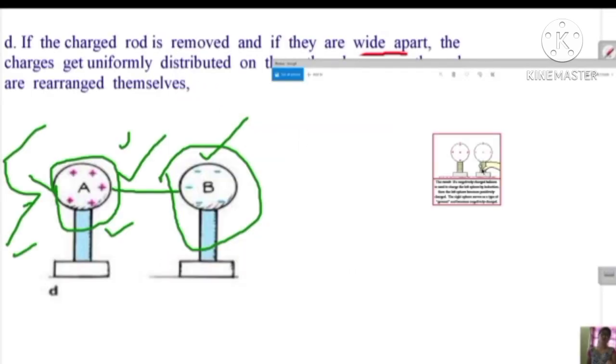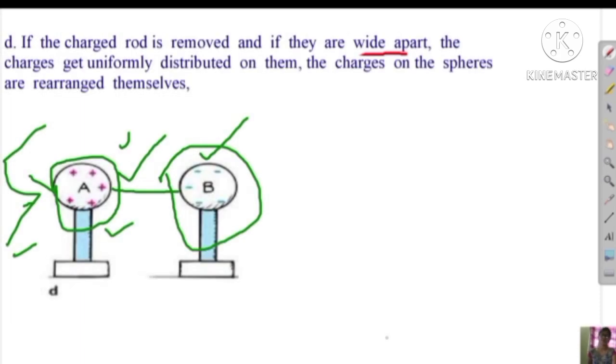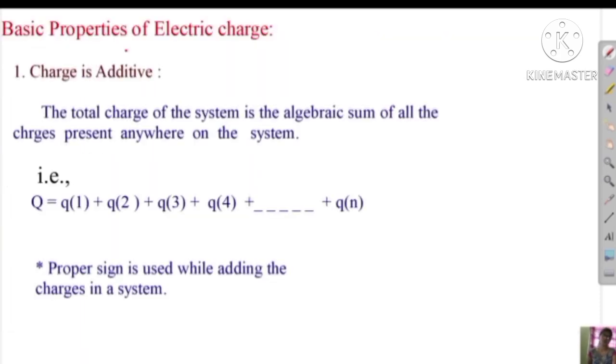I hope the method is clear to you. But one thing you have to keep in mind: again, the method of induction is only used for conducting materials but not for insulators. So conduction and induction methods are mainly used for conducting materials. Is it clear? So now let's learn the next topic, that is properties of charge.